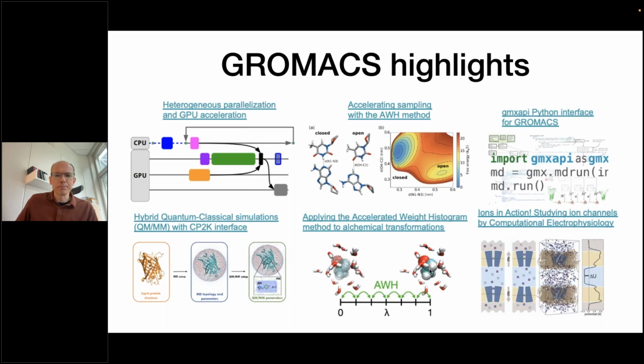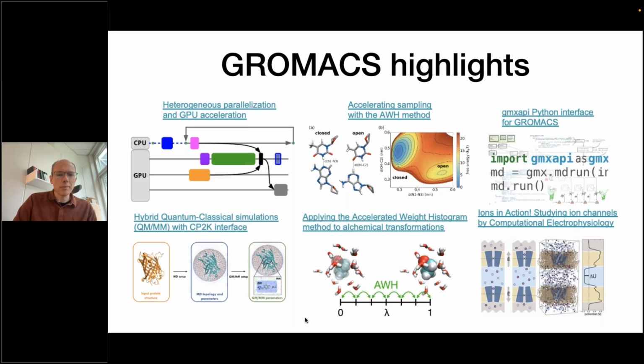Then we have in the middle accelerated sampling. This gets around the sampling issue to some extent by not waiting to cross barriers, but modifying the effective potential and crossing barriers faster. So this is a very powerful and flexible tool to accelerate sampling and to get free energies. Then we have a Python interface, a link to Python. We are planning to put a lot more work into this in the near future.